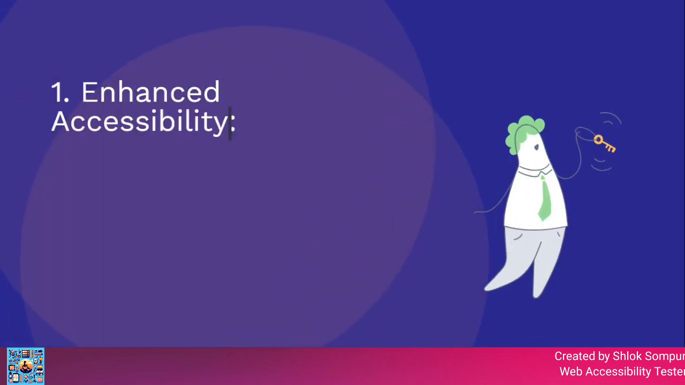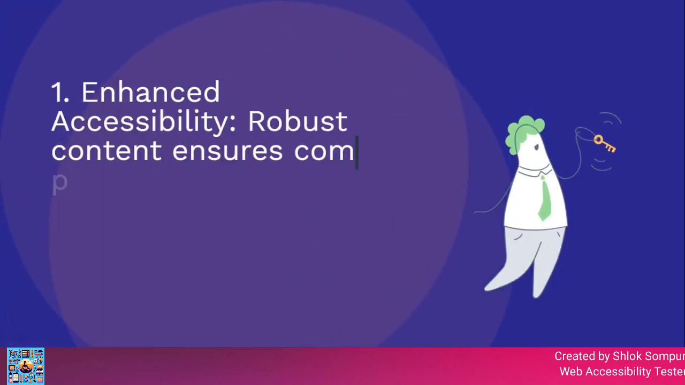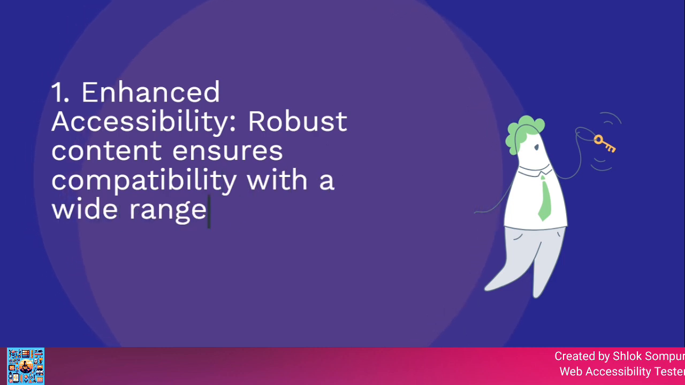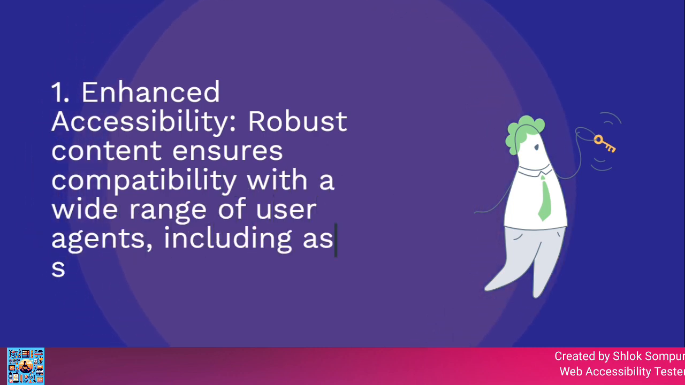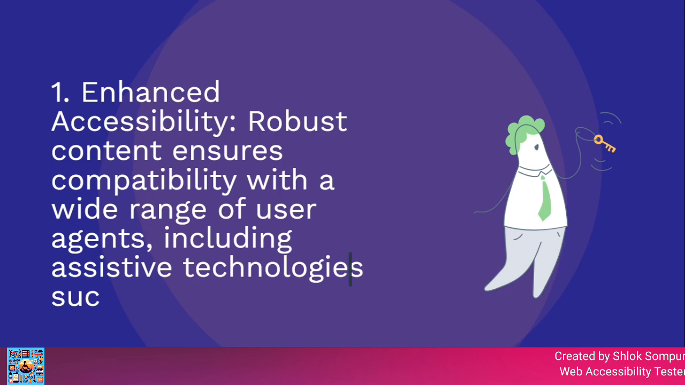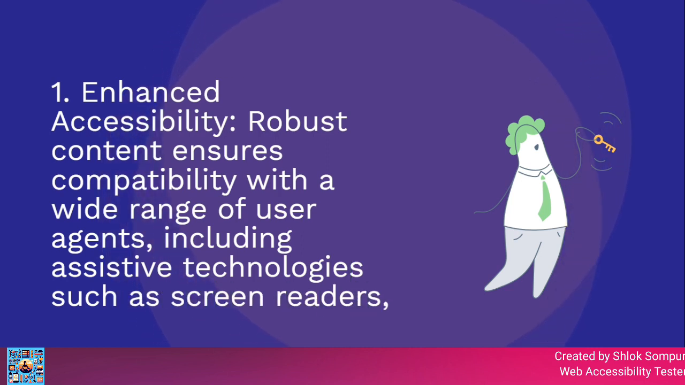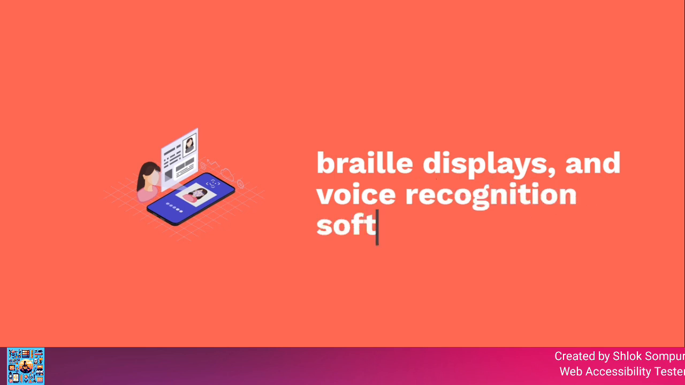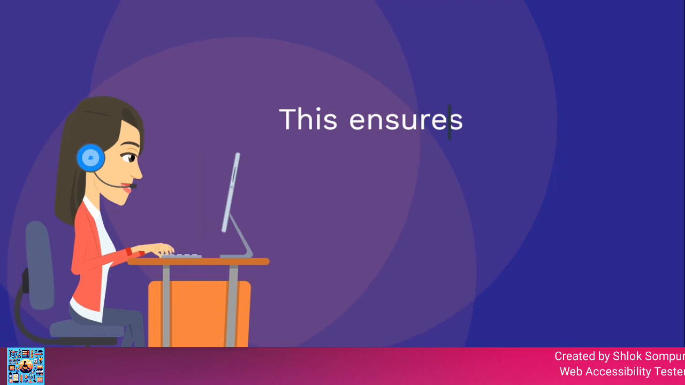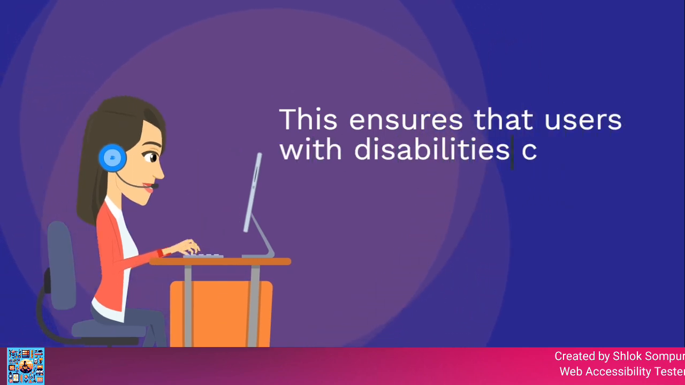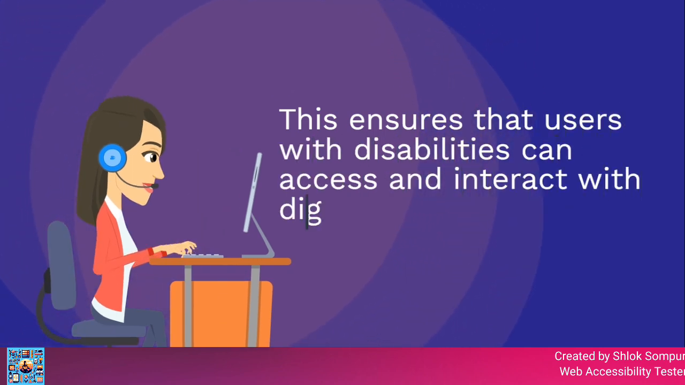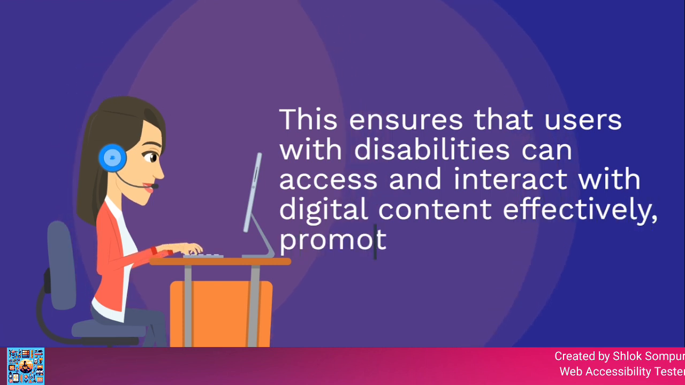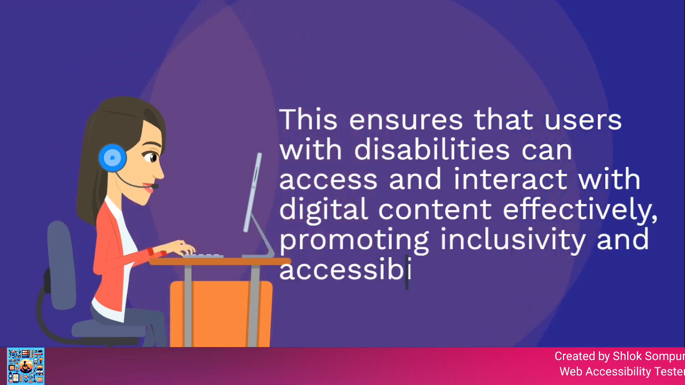1. Enhanced accessibility. Robust content ensures compatibility with a wide range of user agents, including assistive technologies such as screen readers, braille displays, and voice recognition software. This ensures that users with disabilities can access and interact with digital content effectively, promoting inclusivity and accessibility.